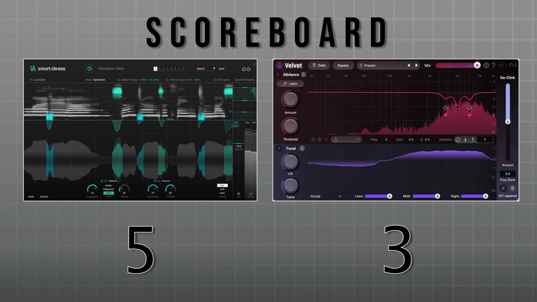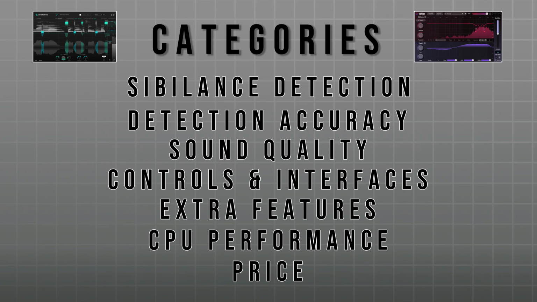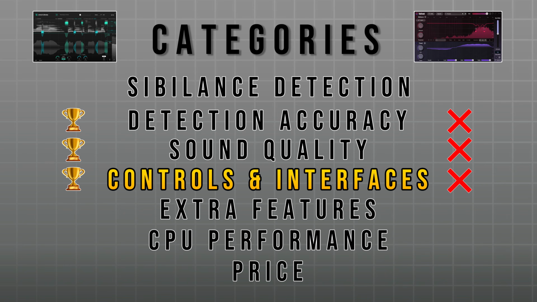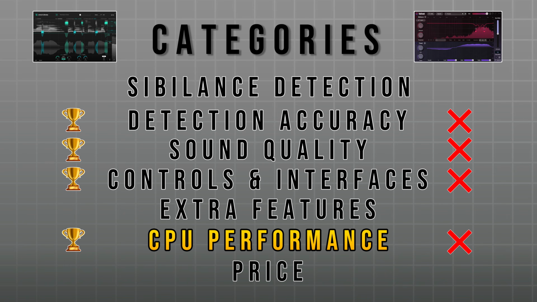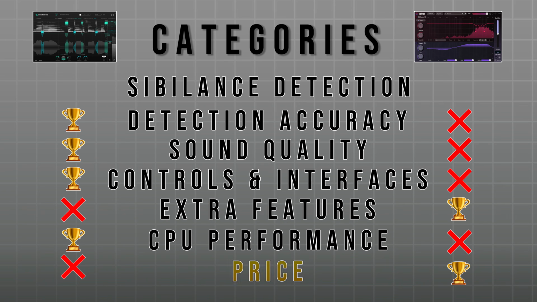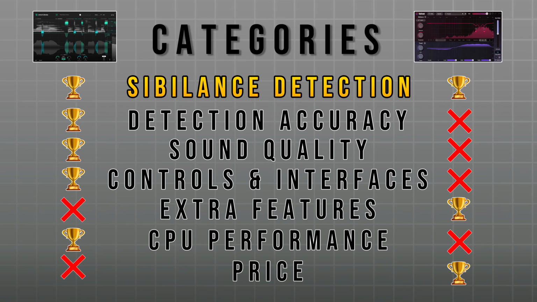But if you've been keeping track, we now have a final score of 5-3 in favor of Smart de-ess. Smart de-ess earned a point in the detection accuracy, sound quality, controls and interface, and CPU performance categories, while Velvet earned a point in the extra features and price categories. Both plugins earned a point in the detecting sibilance category.